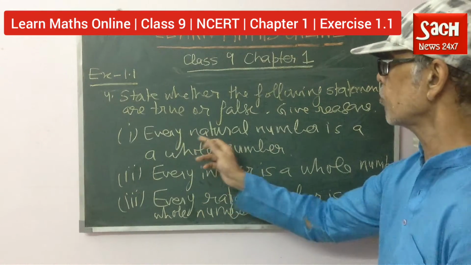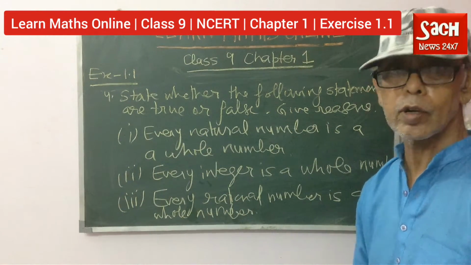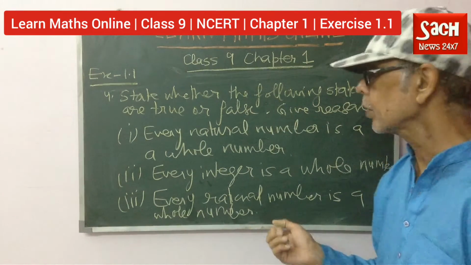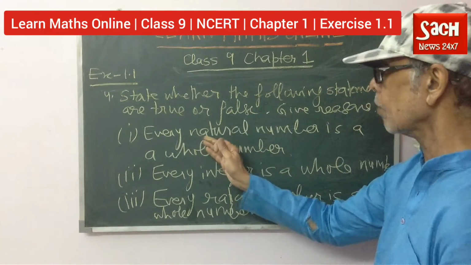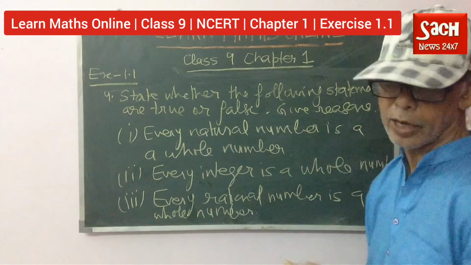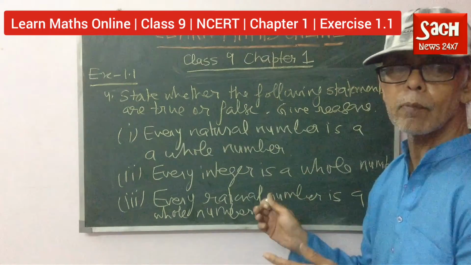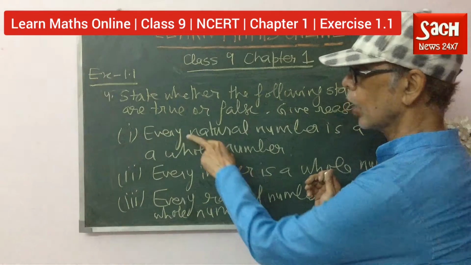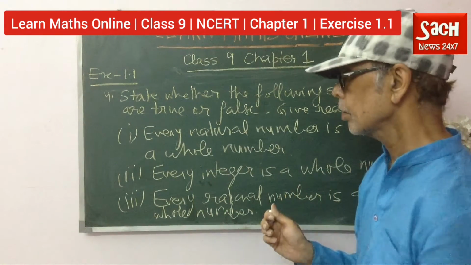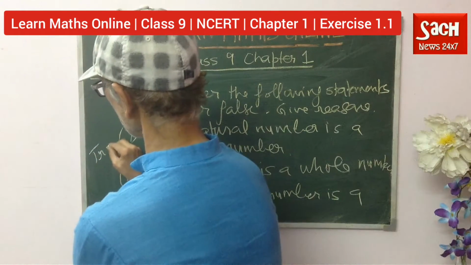First question is, every natural number is a whole number. What is a natural number? Natural numbers are 1, 2, 3, 4, 5. And what is a whole number? 0, 1, 2, 3, 4, 5. So is every natural number a whole number? Yes. Every natural number is a whole number. Whole numbers begin with 0 and natural numbers begin with 1. So this is a true statement.